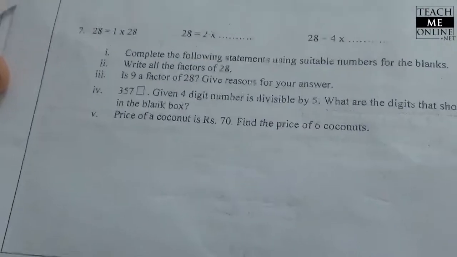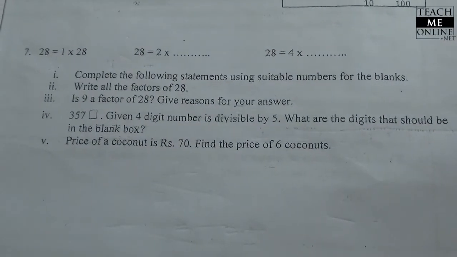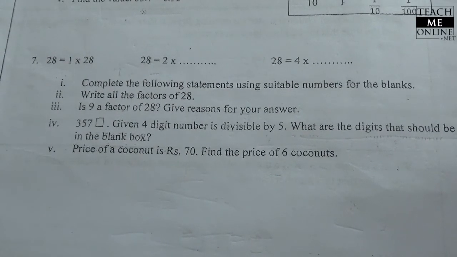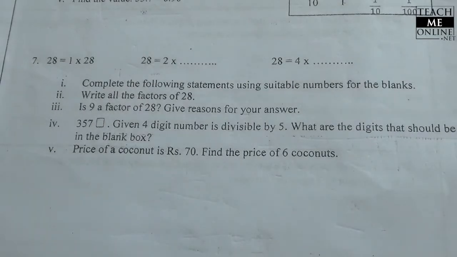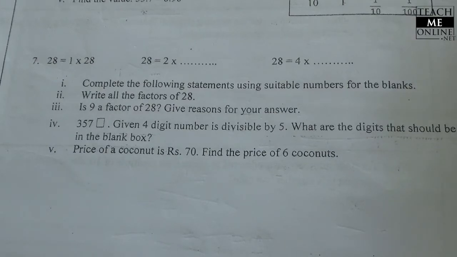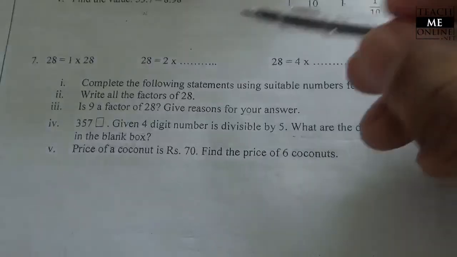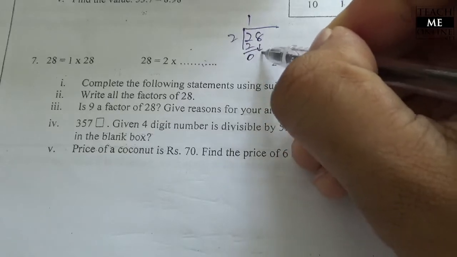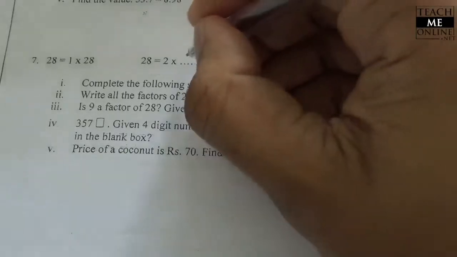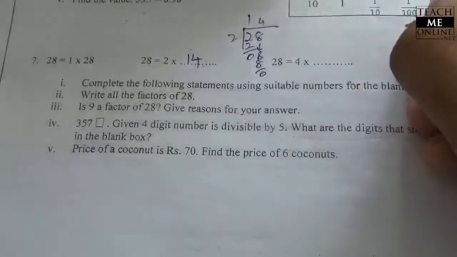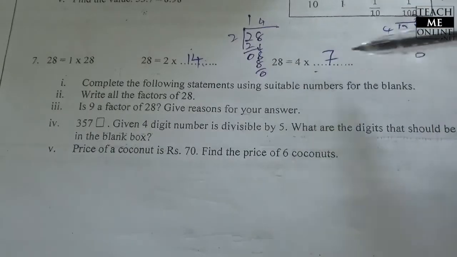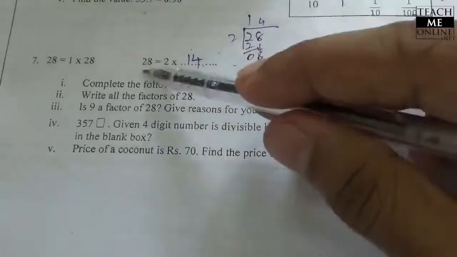Moving on to the final question, question number 7. 28 is equal to 1 times 28. And 28 is equal to 2 times blank, and 28 is equal to 4 times blank. Complete the following statements using suitable numbers for the blanks. This is easy. To get this one you have to divide 28 by 2. Do the long division, you get 14. And here 28 by 4 you get 7. Now you can check: 4 times 7, 28 correct. 2 times 14, 28 correct.